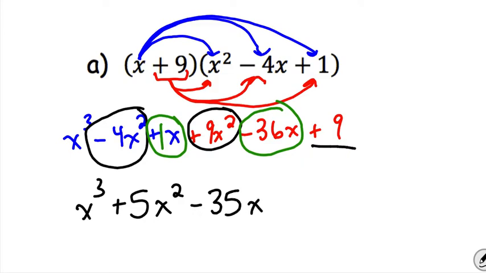And then I get down to my numbers with no variables, and all I have is a 9, so plus 9, nothing to combine with that, and I'm done. Okay, so same thing that we did yesterday, we're just extending that. Instead of 2 terms, now it's 3 terms.